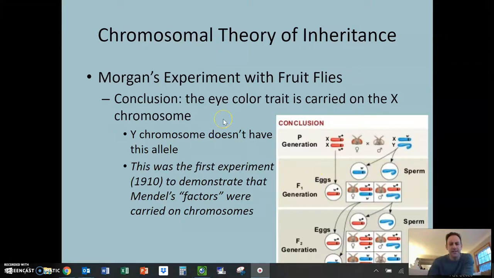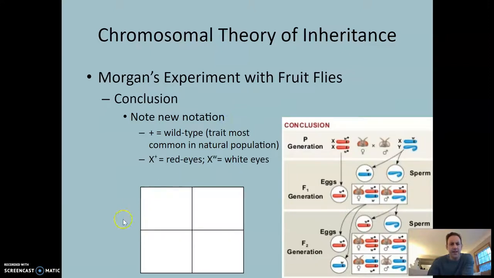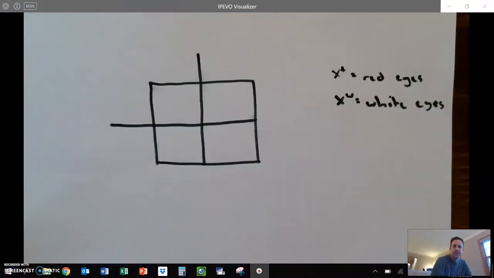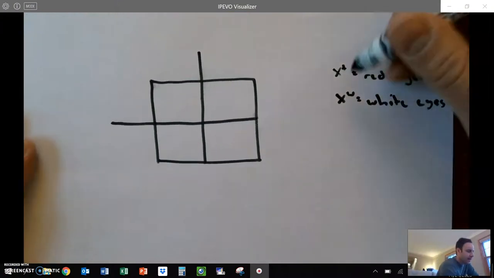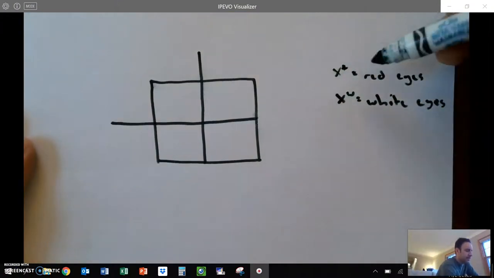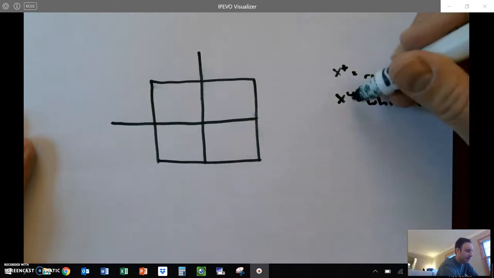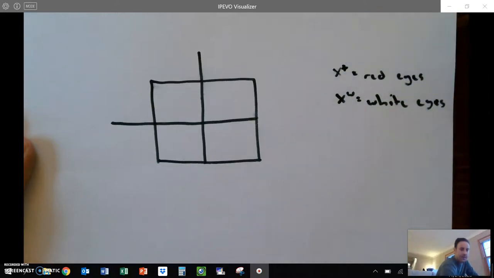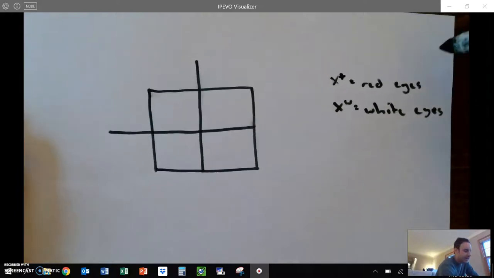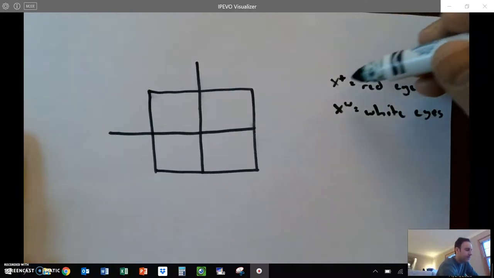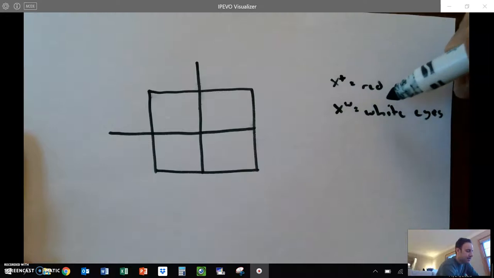So let's take a look and break this down and see how that would work. We're going to switch to the dot cam. So we have this new notation now when working with sex-linked traits. We use these superscripts. So here we have an X plus and an XW to indicate that the traits are in fact carried on the X chromosome. So X plus means red eyes, XW is white eyes.